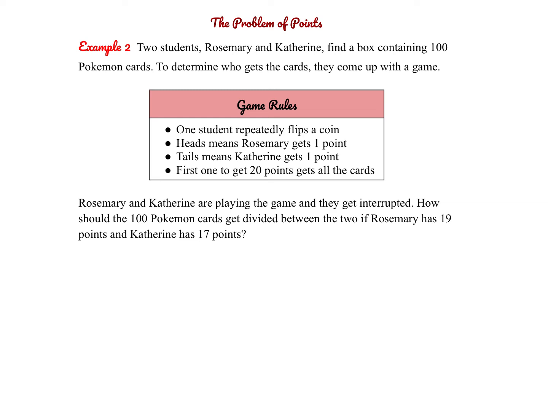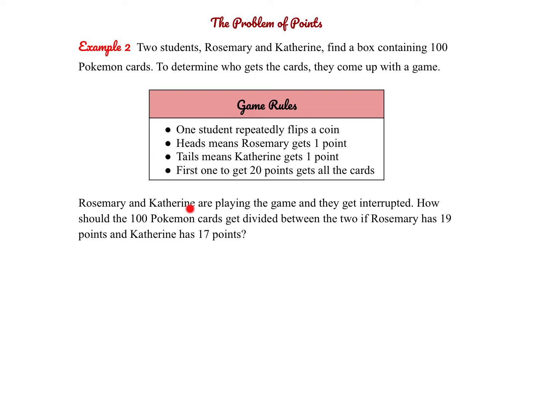So one student starts flipping a coin repeatedly, and every time it lands on heads, Rosemary gets 1 point. Every time it lands on tails, Catherine gets 1 point. And the first one to get 20 points total gets all of the cards. So it's an all or nothing game.